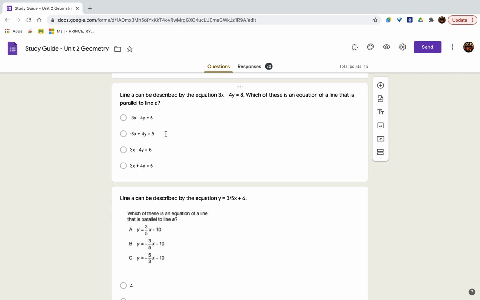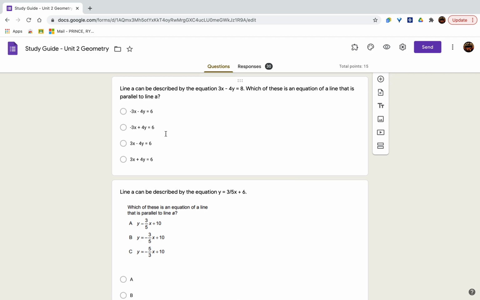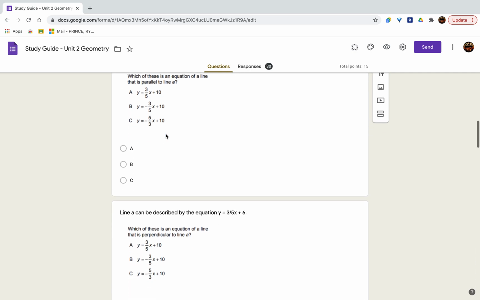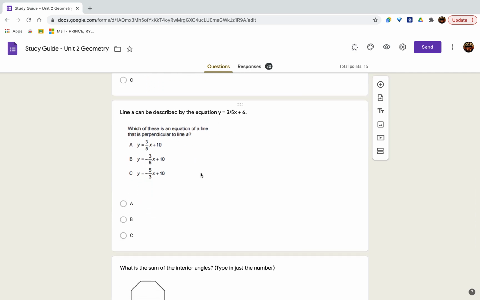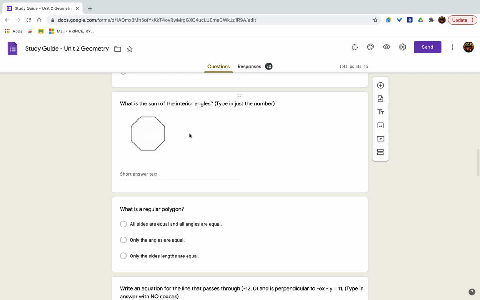This one is one I'll have to show you a little bit of math on. Same with that one, same with this one. I'm going to show you some math on this, but I'm going to explain it to you.